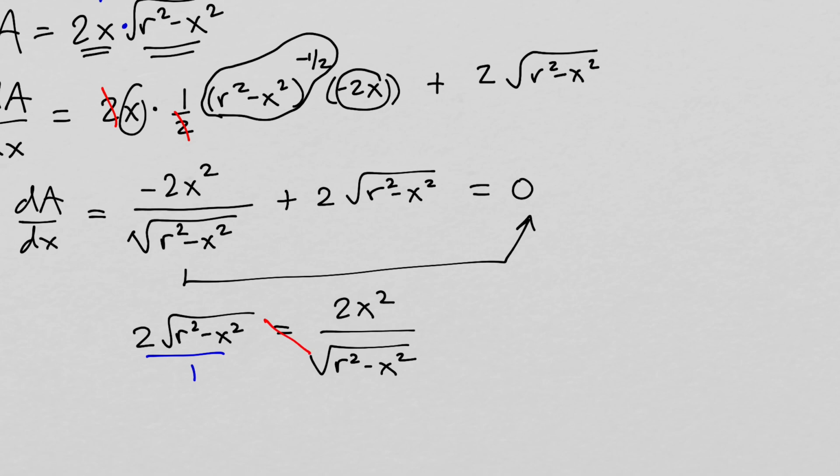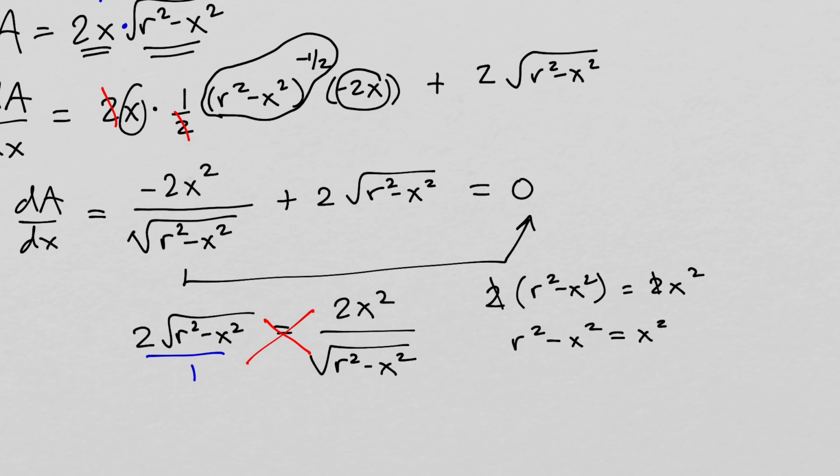And when you multiply those, it gets really nice. You get 2 times r squared minus x squared, because when you multiply these radicals together, you just get what is inside. And this is going to equal 2x squared, right? Because that's just 2x squared times 1. You can divide by 2 and cancel the 2 here. And so you get r squared minus x squared is equal to x squared.